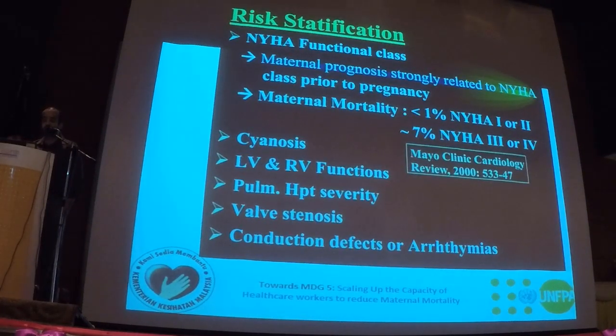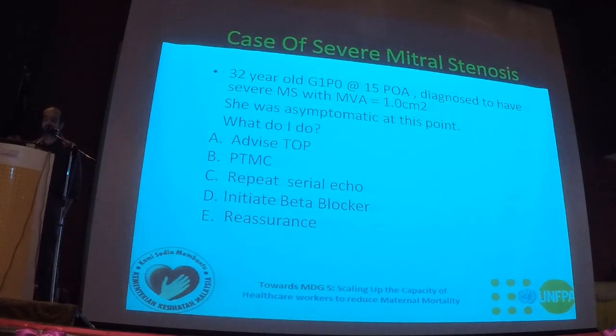Risk stratification is important. Once again, your NYHA functional class. And you also look at cyanosis. That means it shows that there's right to left shunt. LV and RV functions, pulmonary hypertension severity, stenotic lesions, and conduction defects or arrhythmias.